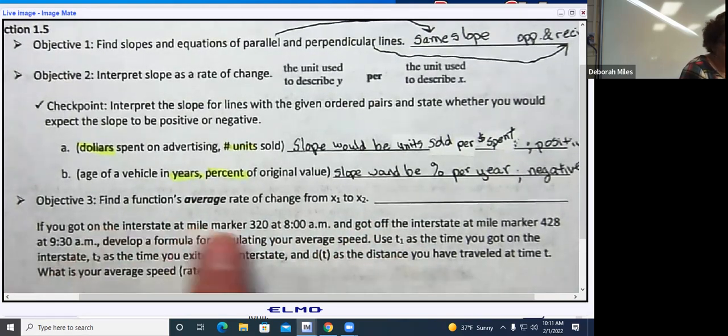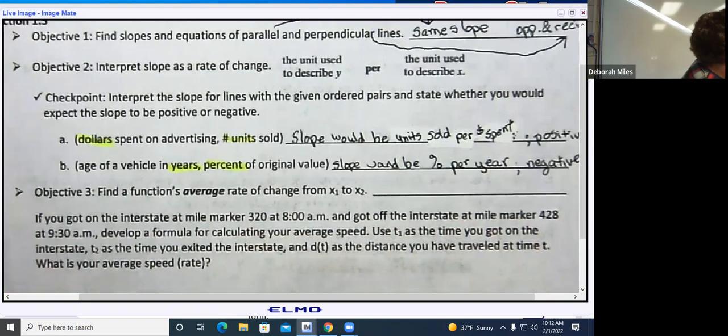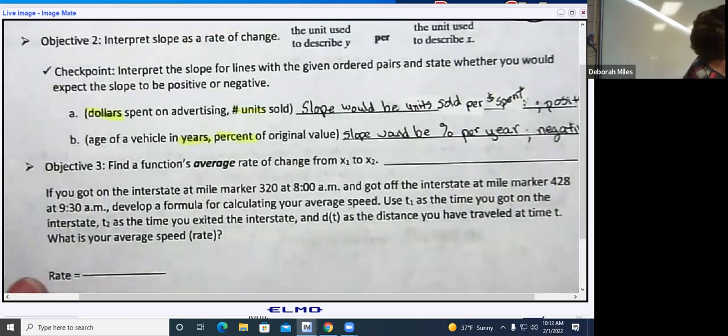If you get on the interstate at mile marker 320 at 8 a.m. and you get off the interstate at mile marker 428 at 9:30 a.m., how would you go about calculating your average rate, your average speed during that time you were on the interstate? Give me words instead of numbers. How do I find speed or rate? What's that famous formula that has rate in it?